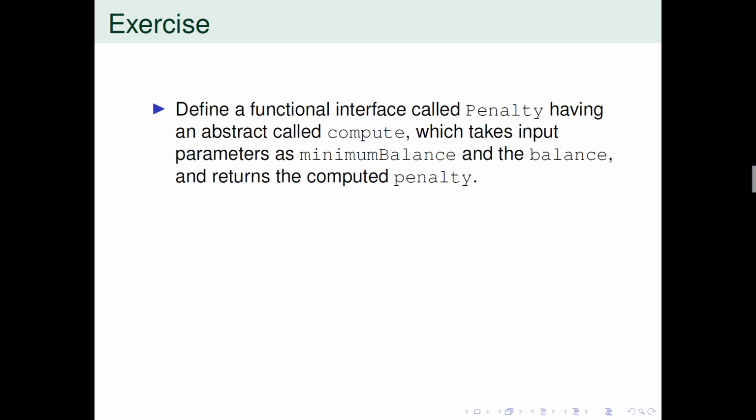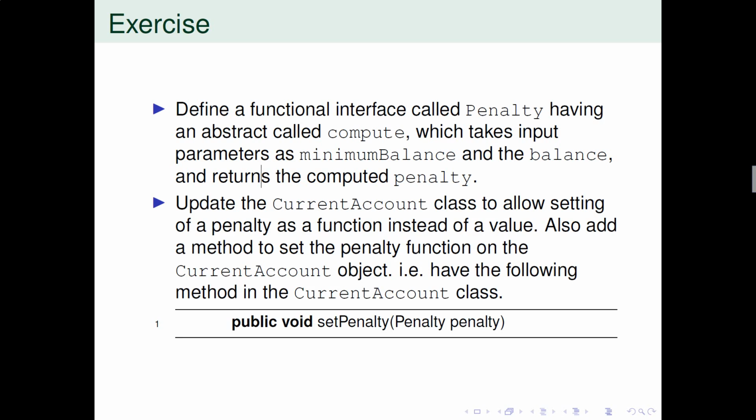So now we have an exercise here. Define a functional interface called Penalty, having an abstract method called compute, which takes input parameters as minimum balance and the balance and returns the computed penalty. In our current account class, update the current account class to allow setting of a penalty as a function instead of a value. Currently we have a fixed value for the penalty. Also add a method to set the penalty function on the current account object. So we want this method, public void setPenalty, in the current account class.